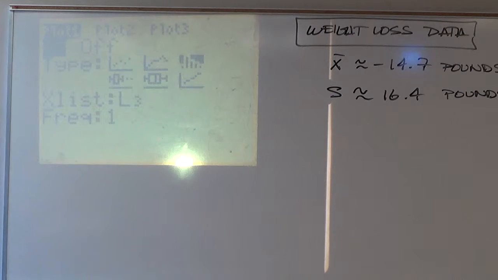Rob, go ahead. Can we go back? How to get there? Second y equals. Second y equals takes you here.